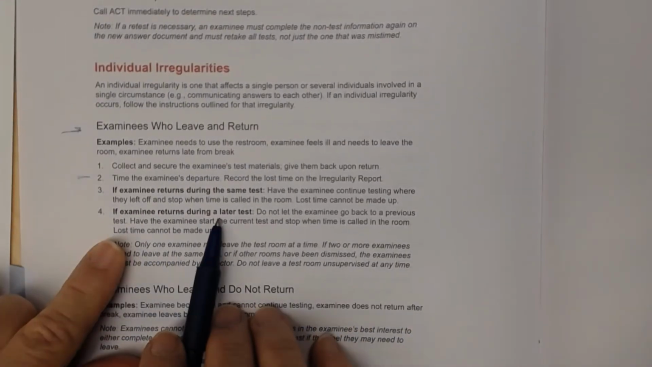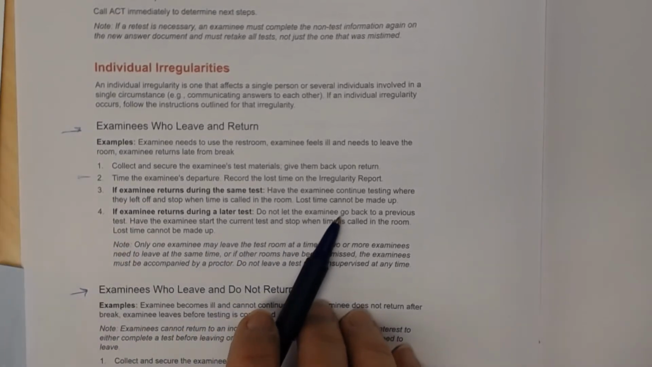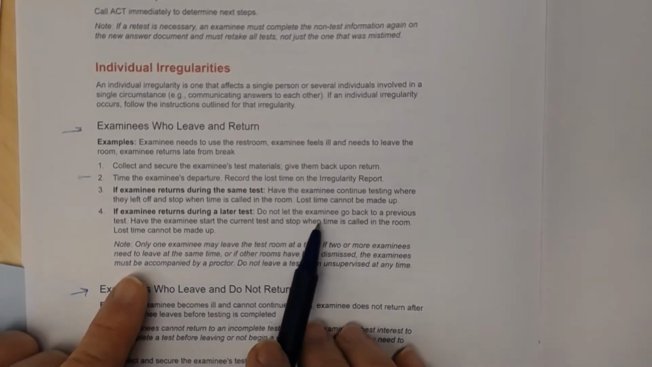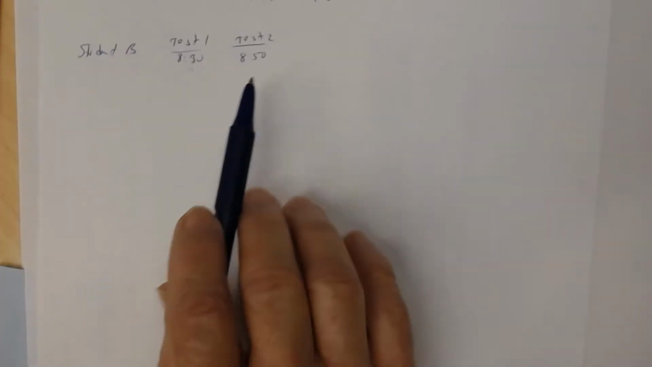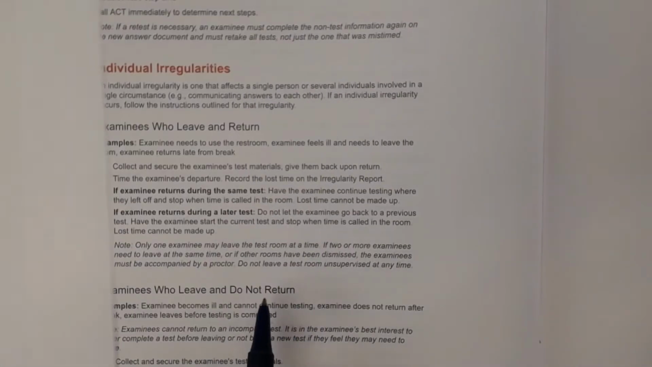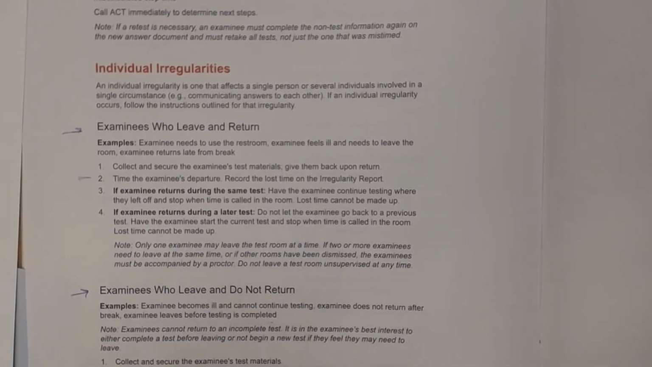So if an examinee returns during a later test, do not let the examinee go back to a previous test. So if they come back on test 2, they cannot go to test 1. Have the examinee start the current test, meaning, in this example, test 2, and stop when time is called. Lost time cannot be made up.